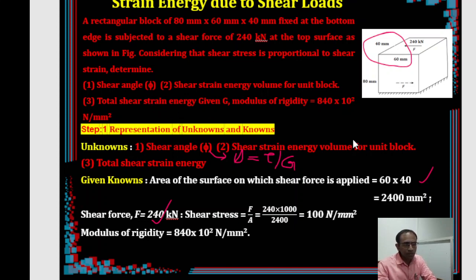Look at the second one. What was the formulation for this? The shear strain energy per unit volume, that means the strain energy density, asks us to find small u, but here due to shear, not axial load. Like in the previous case we wrote sigma square by 2E, here it becomes tau square by 2G. So use that formula, and finally you multiply that with the volume, and you will get the total shear strain energy.